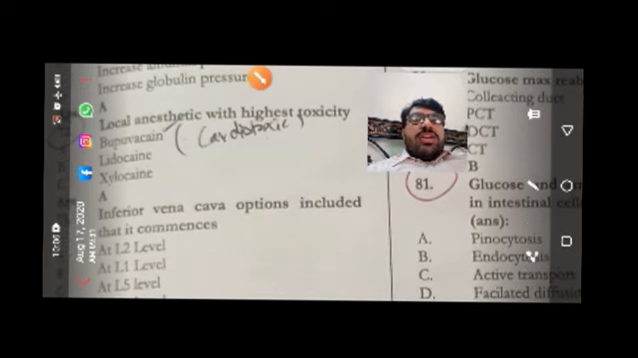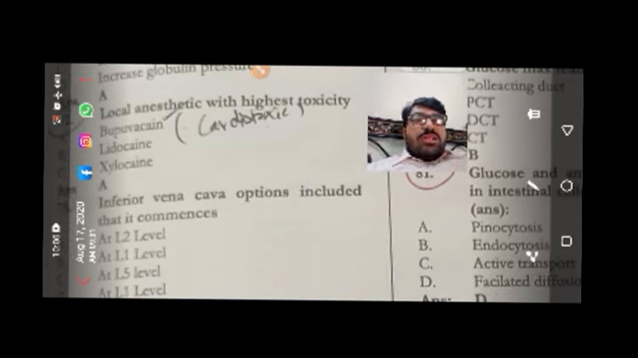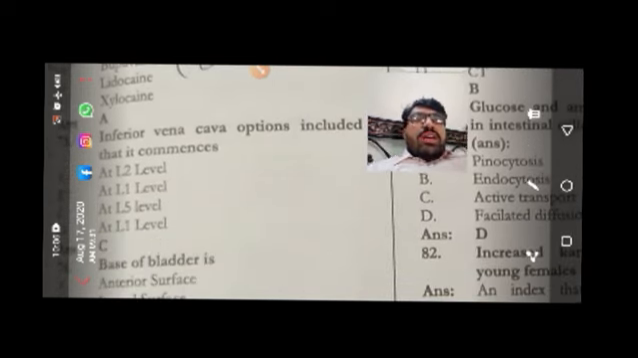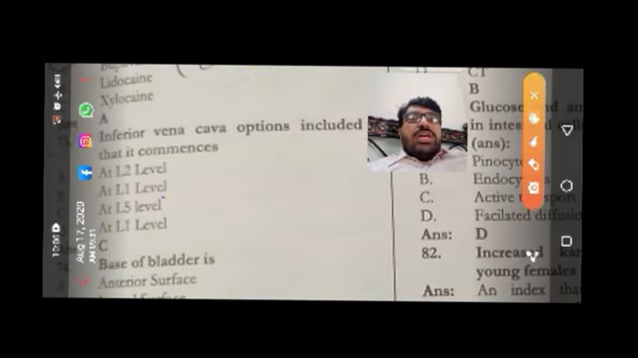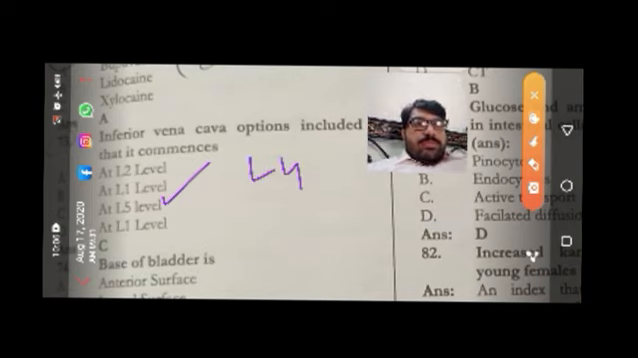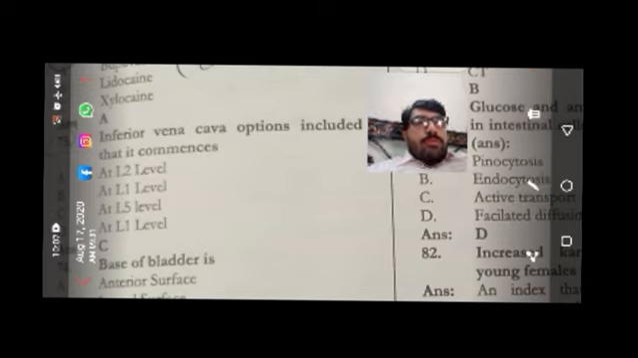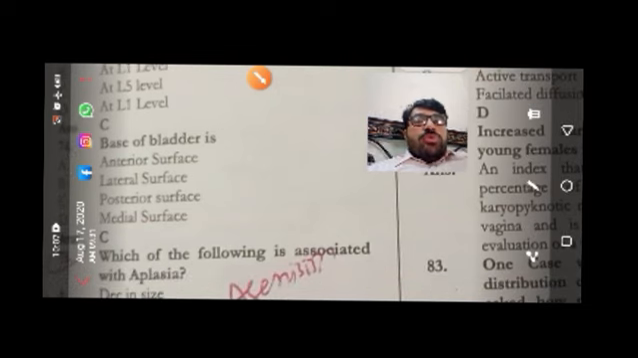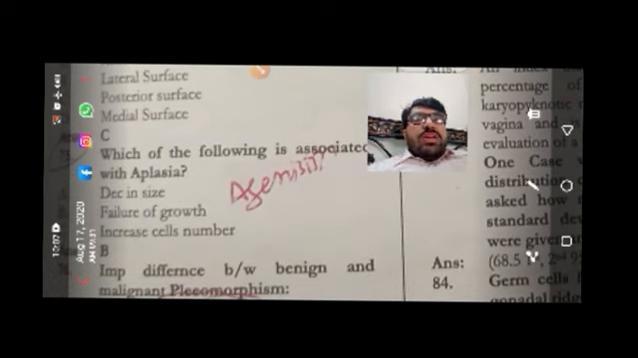Local anesthetic with highest cardiotoxicity, but bupivacaine is the most cardiotoxic. Inferior vena cava, among the options, commences, means starts, at the level of L5. What happens at L4? The division of the abdominal aorta into two branches occurs at the level of L4. Base of the bladder, posterior surface. Which of the following is associated with aplasia, that is failure of growth?